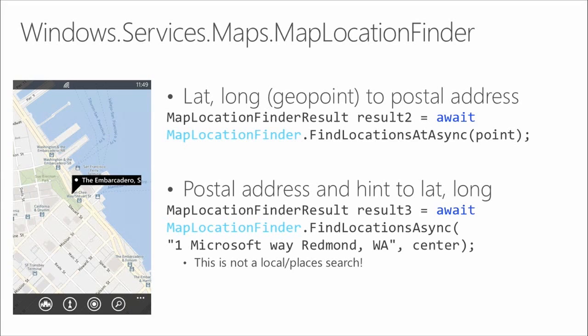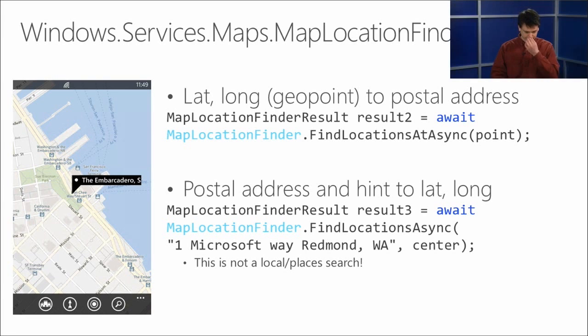We can also do these queries to find a postal address for a geolocation or geopoint that we already have, or we can try to get a latitude longitude hint for a postal address that we supply. This is not a local places search. You should be sending someone out. If you're going to be doing a serious search, you should be using your own service, or maybe doing a query to Bing Map services. This is just a hint to try to give somebody a single location.